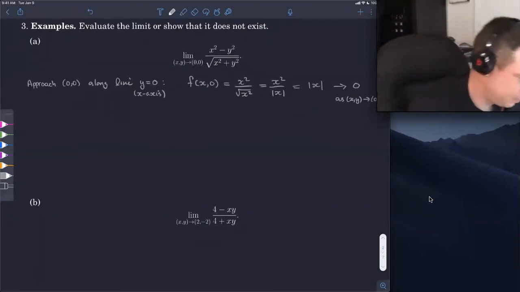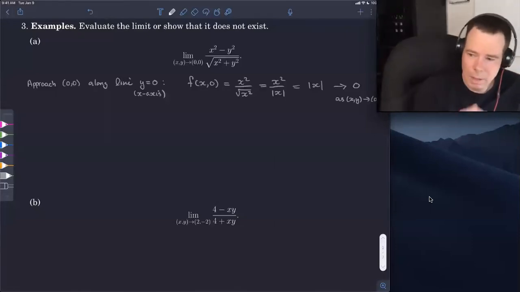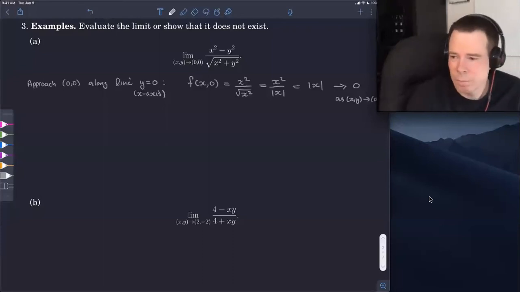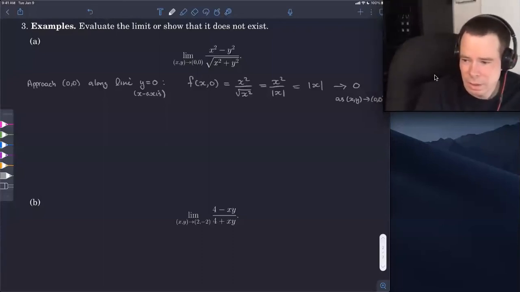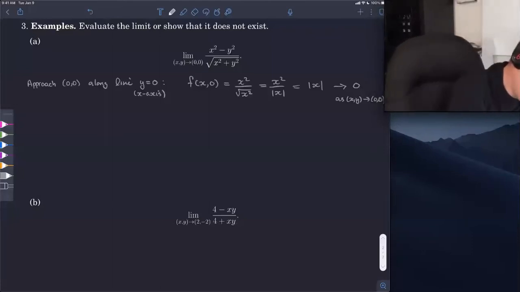All right, so what could we do here? Well, maybe I'm going to try to show that the limit does exist. And this is the one and only time I'm going to use an epsilon delta argument, just so you get a feel for it. So we will show the limit is 0.